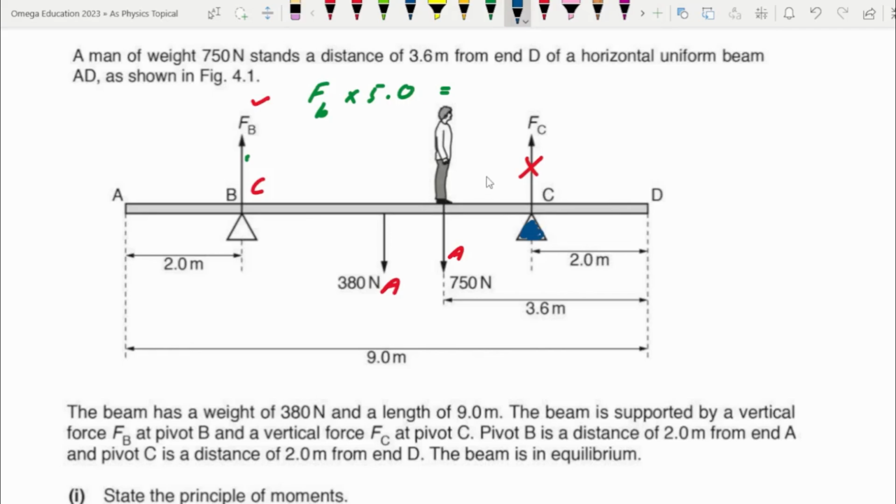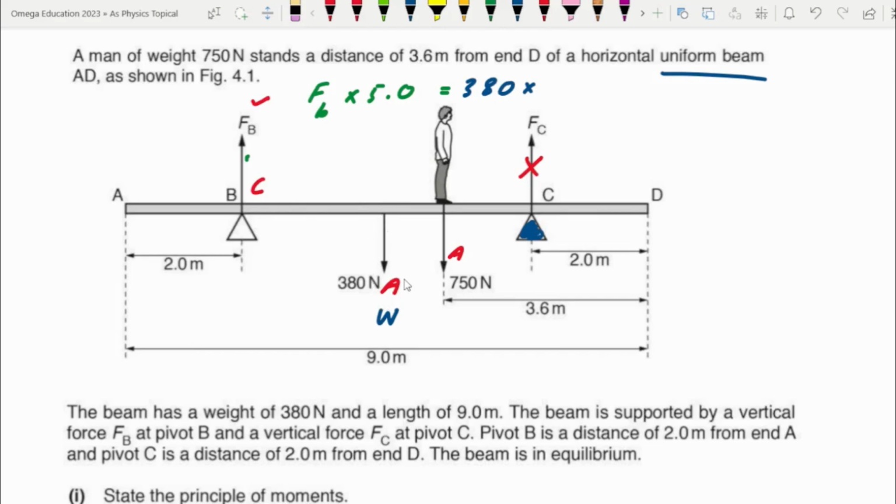Then let's take a look at the second force, which produces a clockwise moment. That is 380 Newton. Now what is the perpendicular distance of that force from the pivot? It is from here all the way till here, and how much is that? Well, it is 4.5. How do we know? Because it is a uniform beam, and 380 is the weight of the beam. So weight is always passing through the midpoint if it is a uniform beam.